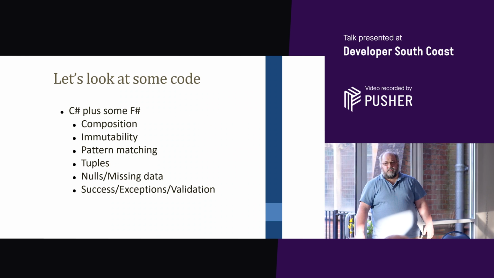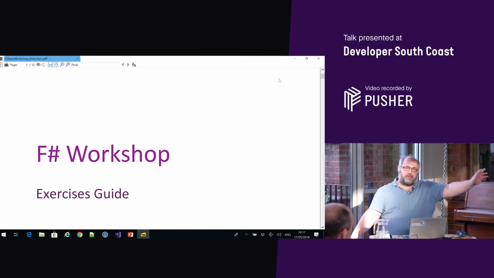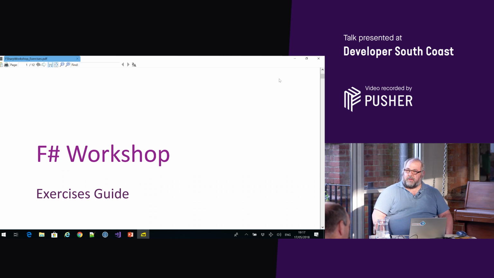So, it's not me jabbering. Let's look at some code. Right, don't be scared. It does say F# workshop. I thought it'd be a good idea, as this is a very nice F# workshop that tells you about 16 features of functional programming, to work through the exercises, but do them in C# rather than F#. That way you get to see what the F# bit looks like and what the C# bit looks like.